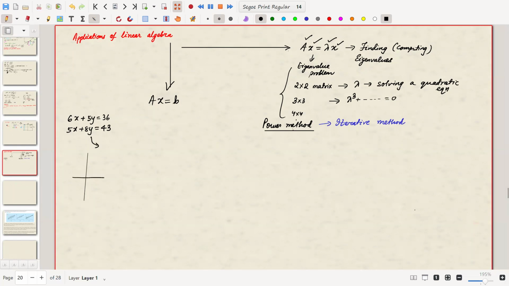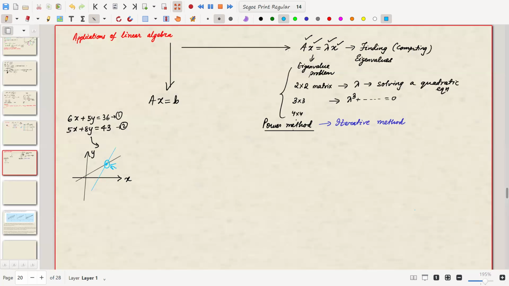That means equation 1 will represent a straight line and equation 2 will represent a straight line. Maybe this line and another line, and they intersect here. So this is the root. This is the xy plane.